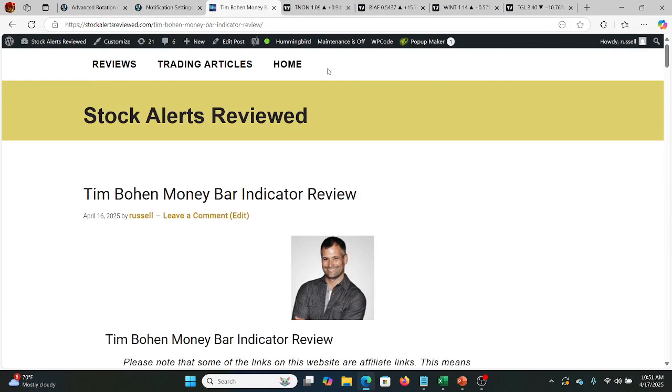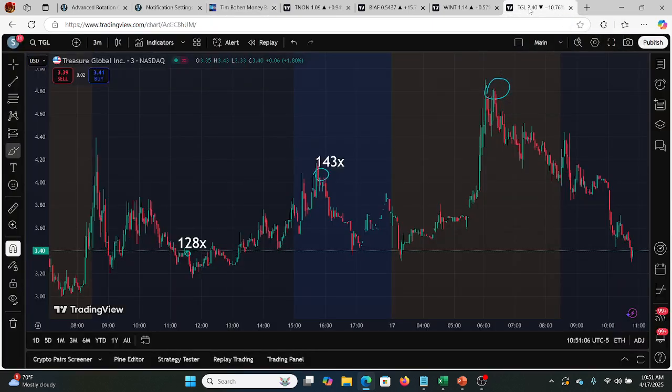And I looked at some examples. One of them was TGL, and it was pretty interesting. I theoretically bought in when the float had rotated 128 times according to the money bar indicator. And you can see that we did indeed see some decent movement upwards. This is where the float had rotated 143x, so definitely saw some decent movement. And then pre-market this morning, we saw quite a decent spike up here to nearly 5, which is pretty good from the low threes. So quite a decent move based on this money bar pick, which was TGL.